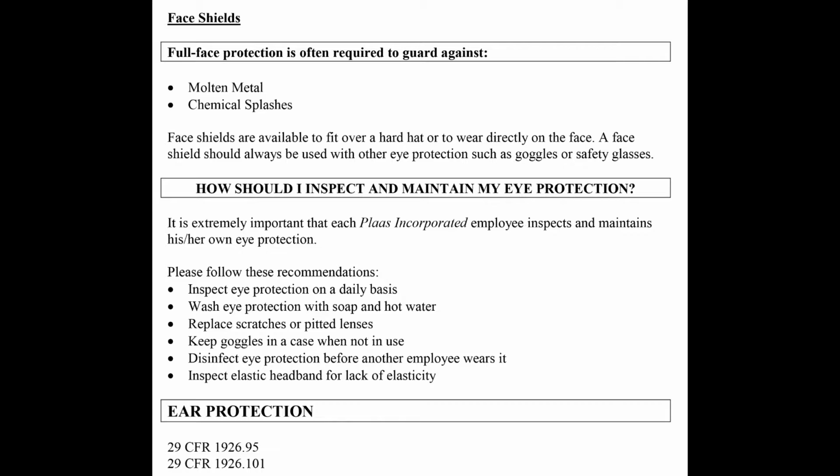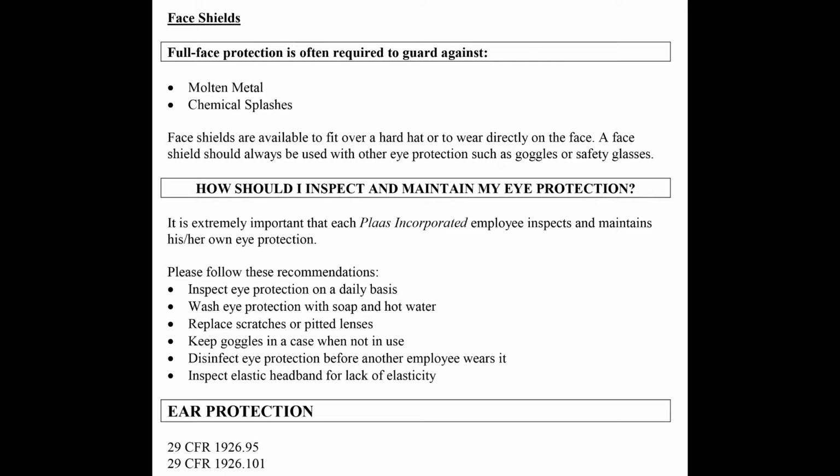How should I inspect and maintain my eye protection? It is extremely important that each Plaas Incorporated employee inspects and maintains his or her own eye protection. Please follow these recommendations. Inspect eye protection on a daily basis. Wash eye protection with soap and hot water. Replace scratched or pitted lenses. Keep goggles in a case when not in use. Disinfect eye protection before another employee wears it. Inspect elastic headband for lack of elasticity.